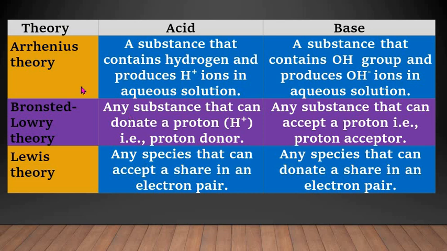By comparing all three theories, as per Arrhenius theory, a substance which has hydrogen and produces H plus on dissociation is called an acid, and a substance which has hydroxyl and on dissociation gives OH minus ions acts as a base. As per Bronsted-Lowry, a substance which donates a proton acts as an acid, and a substance which accepts a proton acts as a base. As per the Lewis theory, a substance which donates a lone pair of electrons acts as a base, and a substance which accepts a lone pair of electrons acts as an acid.